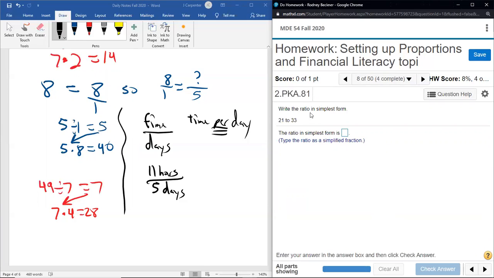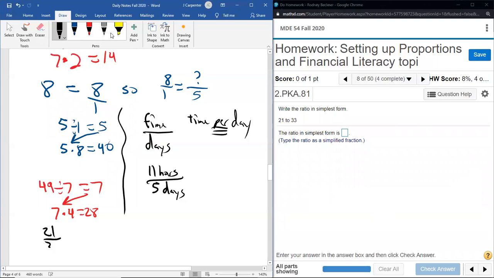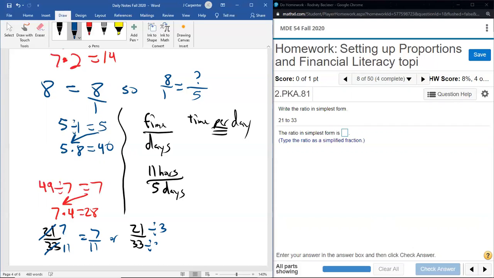Write the ratio in simplest form, 21 to 33. So we've got 21 over 33, no units, so no words. And 3 goes into both of these. Some people will do their work this way. They'll slash and say 3 goes into 21 7 times, 3 goes into 33 11 times, which gives us 7 over 11. Or some people will show their work like this, and they'll say, all right, 3 goes into this one, 3 goes into this one. You have to pick a number that goes into both. And you want to get the biggest number, or you'll have to do this again. And then you still get the same answer of 7 elevenths.